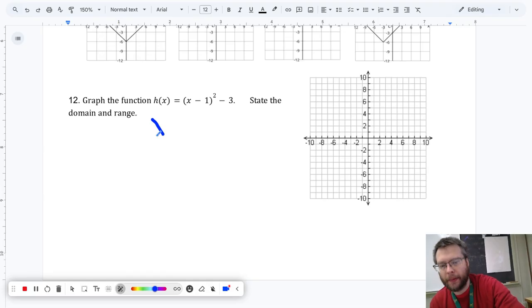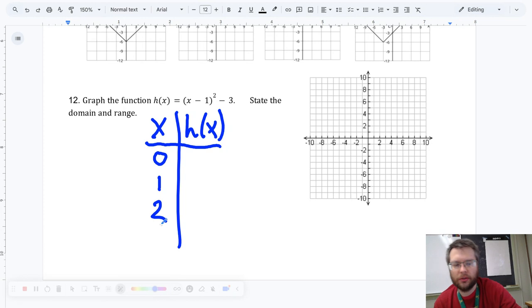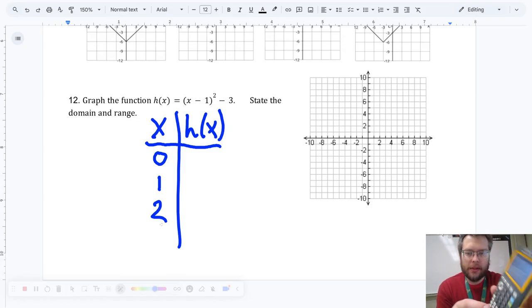Let's try to make a table, x and y. Let's start with x equals 0, and then we'll go to x equals 1, and then x equals 2, and we'll see if we need to do more after that. Okay, let's start with 0. I'm going to have you see how I do it just using a calculator. On the absolute value one, I did it by hand, but there's no reason to do that.